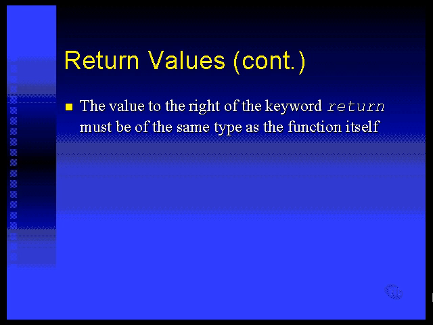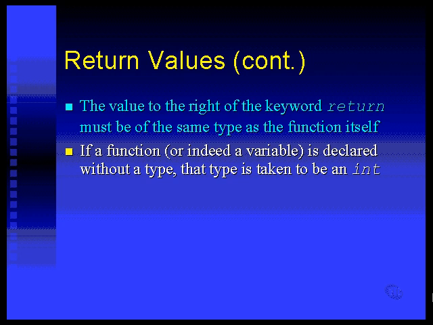In other words, if the function is returning an integer, then the value to the right of the keyword return must also be an integer, or in this particular example, the local variable called result must be of type integer. Now you might have noticed that in the function that we created, there was nowhere in that source code that specified that the function add returned an integer. So what happens in circumstances like that is that the function is taken to return an integer by default. If you don't specify what the return value type of a function is, it's taken to be an integer.